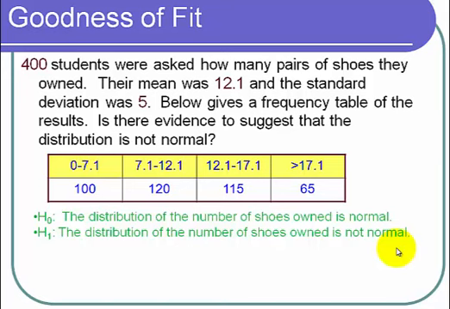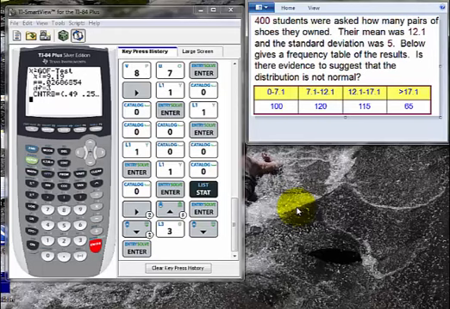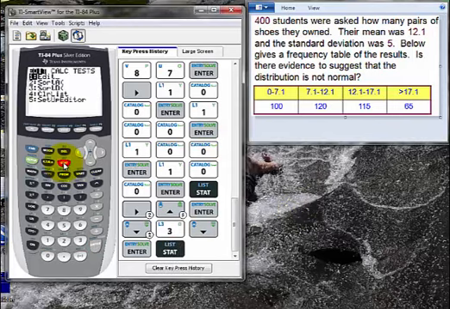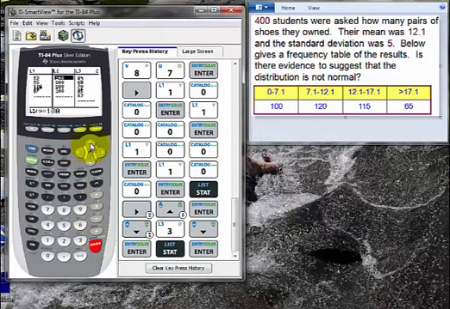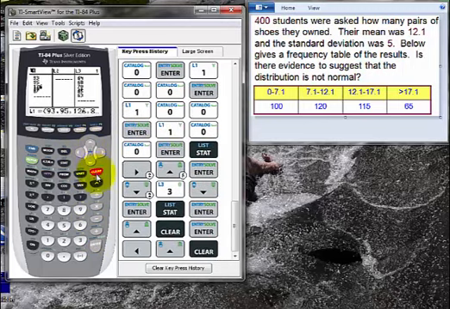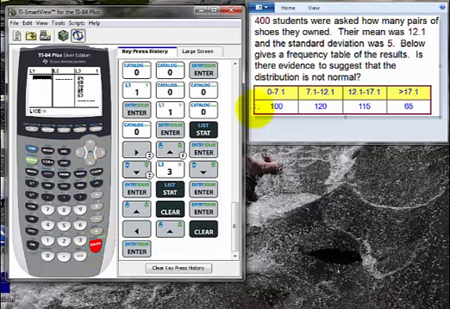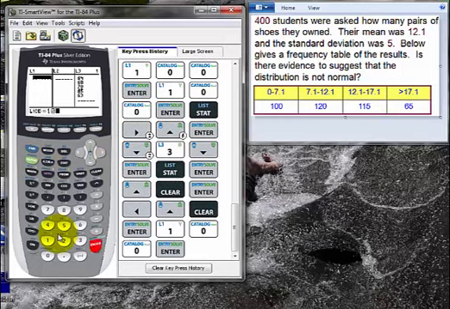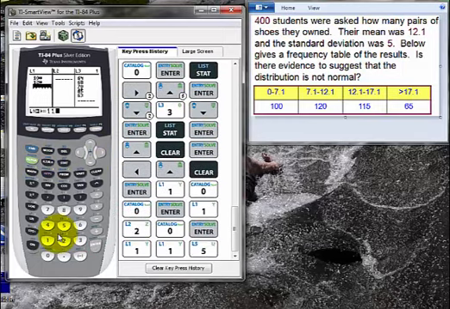Okay, so now let's go to our calculator, and that's going to be a little tricky on how to decide what to put in for the expected, but I'll show you in a second. Okay, so here's the calculator. Let's go to Stat, Edit, clear out L1 and L2. And now for the observed, L1, I'm going to put in the observed numbers, 100, 120, 115, and 65.